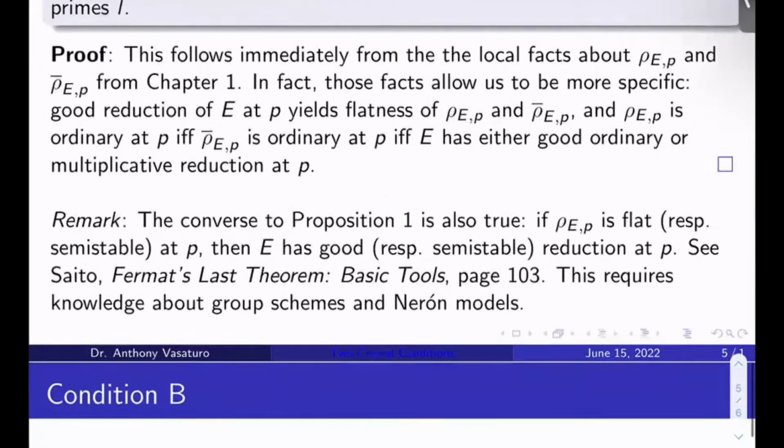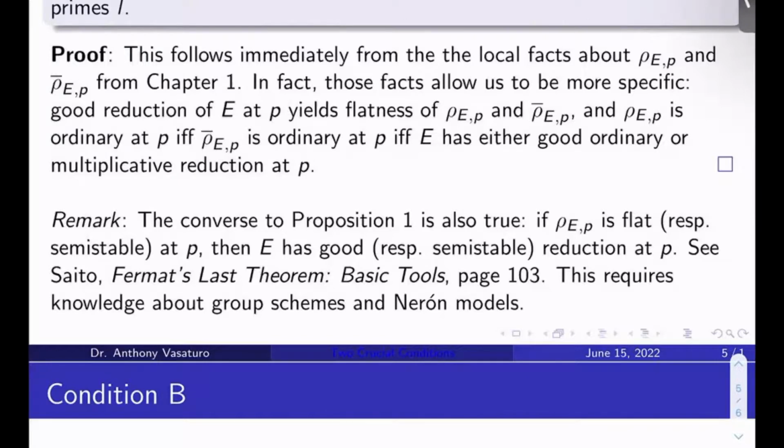In fact, those facts let me be more specific. I can say that if E has good reduction at P, then rho_{E,P} and rho bar_{E,P} are flat. And I can say that rho bar is flat at P, I should say. And rho_{E,P} is ordinary at P if and only if rho bar_{E,P} is ordinary at P, if and only if E has either good ordinary or multiplicative reduction at P. Again, all of this follows from those local facts.